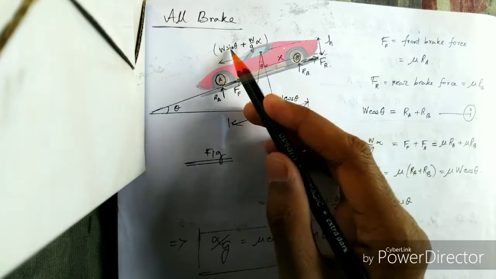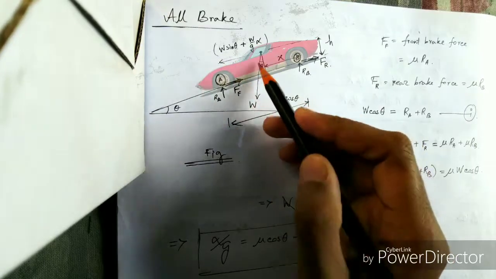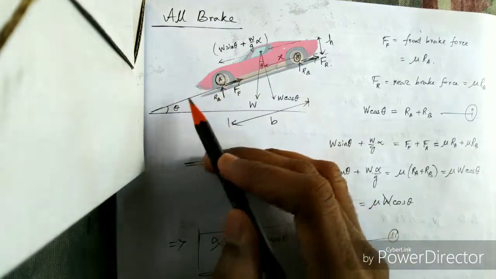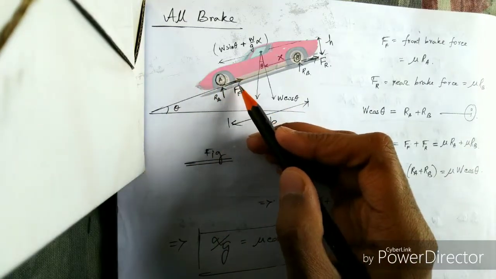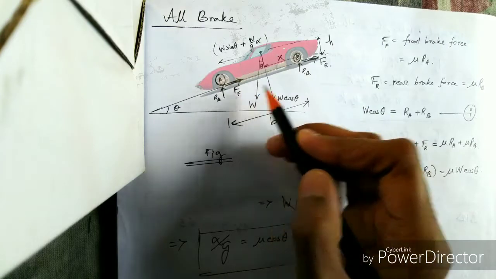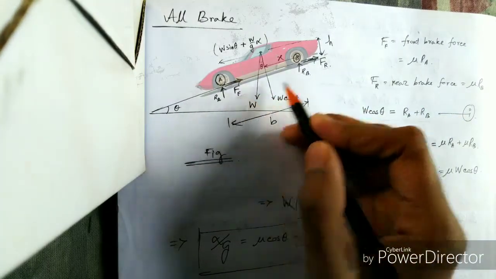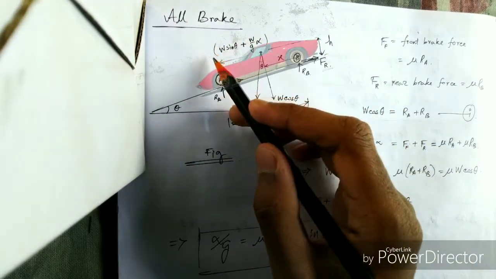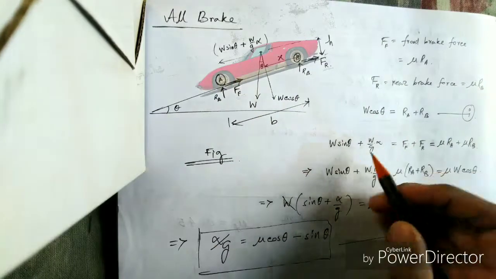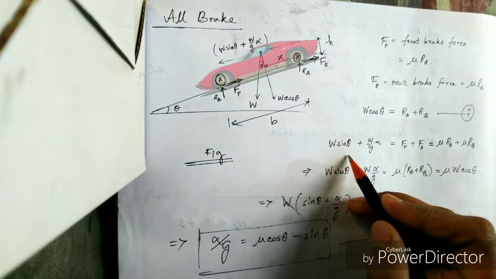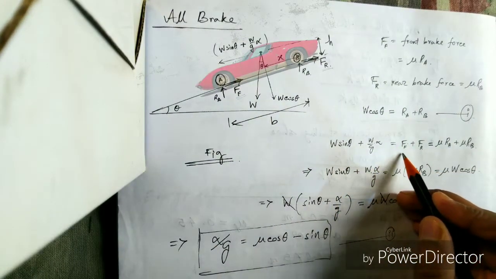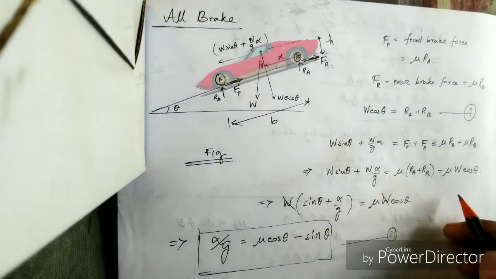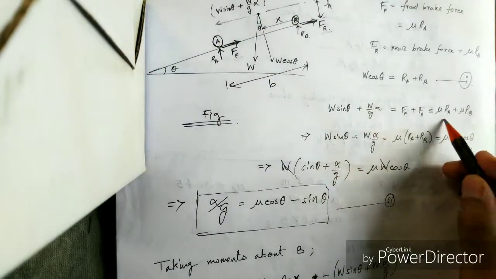Now the force W sin theta plus W by g into alpha, that is the inertia force and the parallel component of the weight, is the net force that tries to pull the vehicle down along the slope. It is balanced by the combination of these two forces, FF and FR. Both the front wheel frictional force and the rear wheel frictional force balance out this complete downward dragging force. So W sin theta plus W by g into alpha equals FF plus FR, which equals mu into RA plus mu into RB.